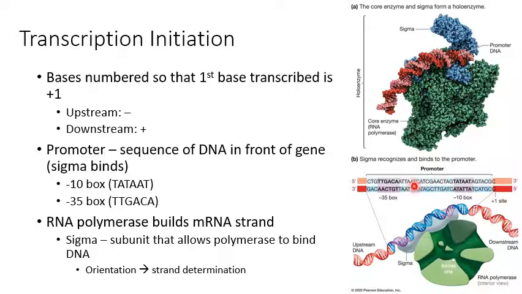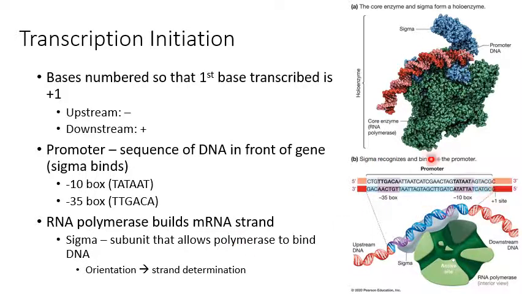If you go backwards the other way, that's considered moving upstream, and that's where the promoter is. And there the nucleotides would be numbered using negative numbers. So this last nucleotide of the promoter would be -1, then -2, -3, -4, so on and so forth.